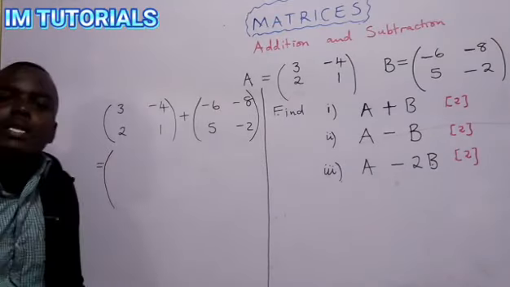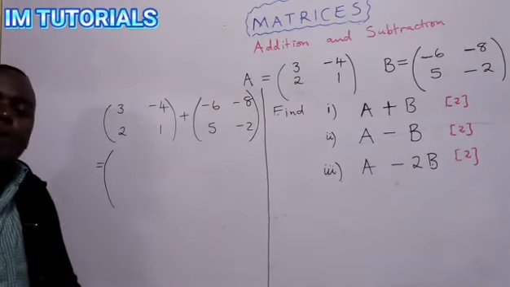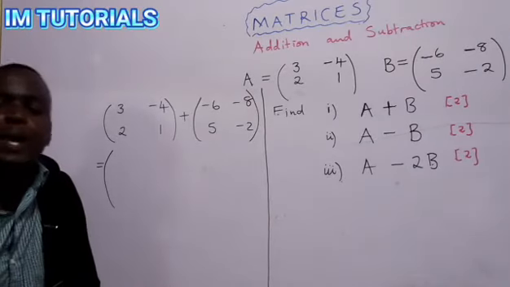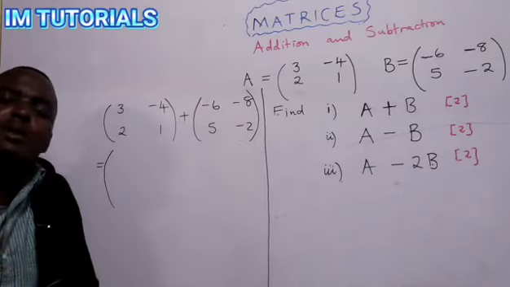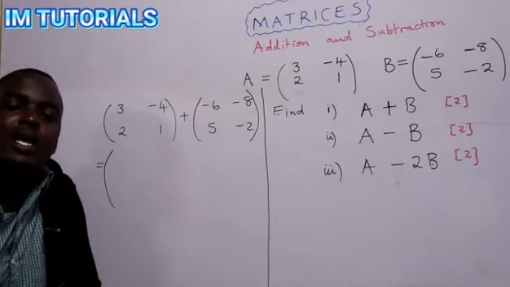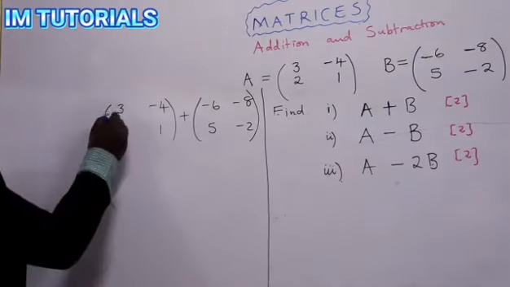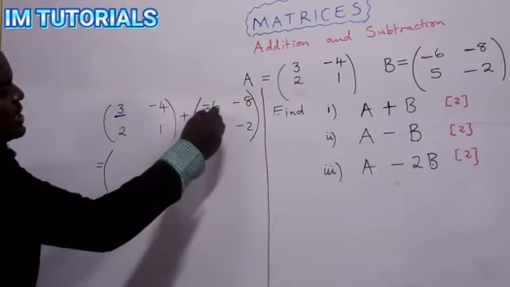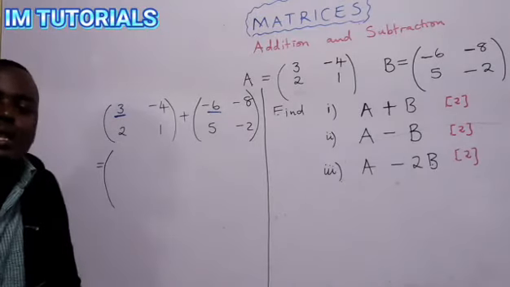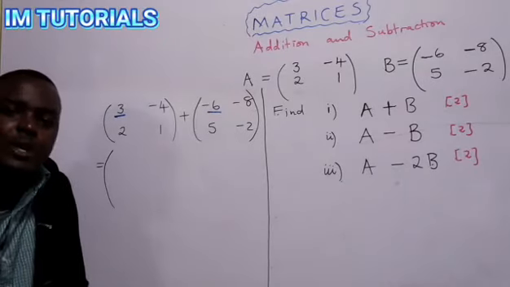What is the rule when adding matrices? When adding matrices, corresponding terms add each other. By corresponding, I refer to terms which are sitting at the same position. Those terms add each other. For example, 3 is a corresponding term with minus 6. Why? Both numbers are located at the top left of each matrix. So we refer to them as corresponding numbers.